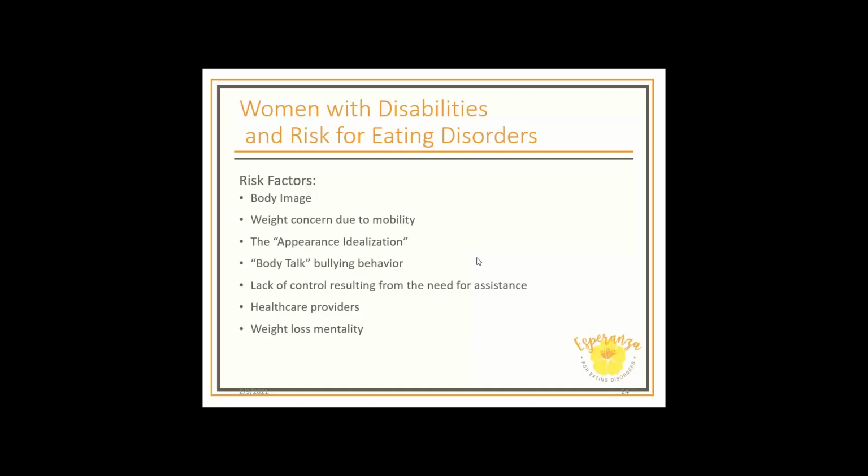Okay. The risk factors, like I said, are body image disturbances and weight concern due to mobility. So from the moment someone has a physical disability and is possibly in a wheelchair, there is a weight concern due to being able to transfer, and having someone able to help you and attend to you physically. So there is often the weight loss recommendation and the monitoring, which we know right away affects body image.